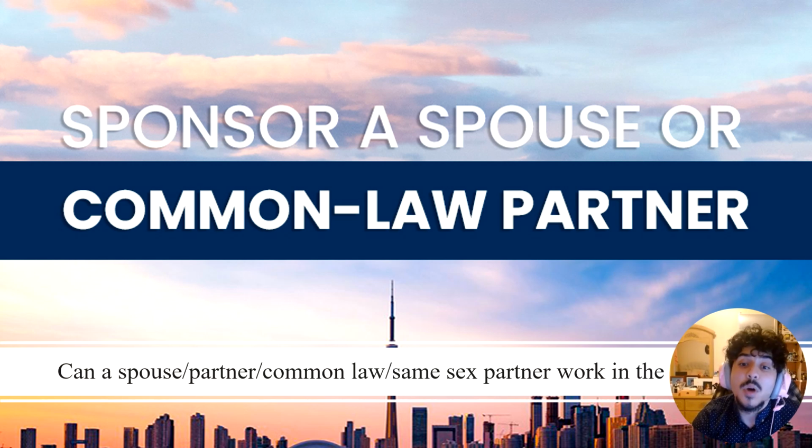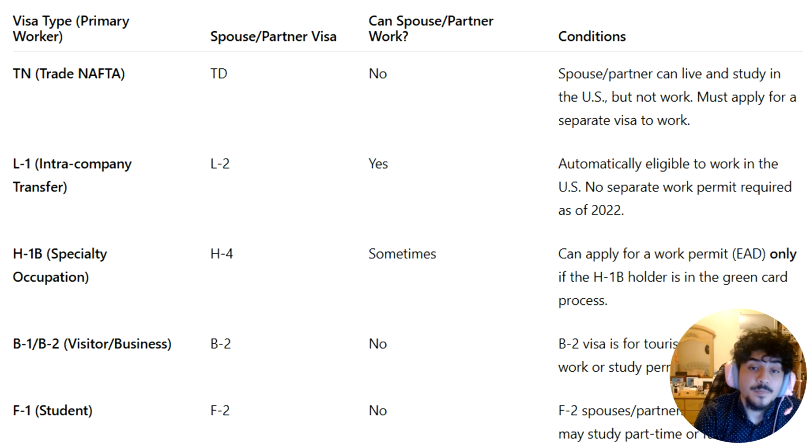Now, going into sponsoring a spouse or common law partner: can a spouse, partner, common law, and also same-sex partner work in the same company? When it comes to TN and Trade NAFTA TD, no, they cannot, because spouses and partners can live and study in the US but not work. They must apply for separate types of visas to work.